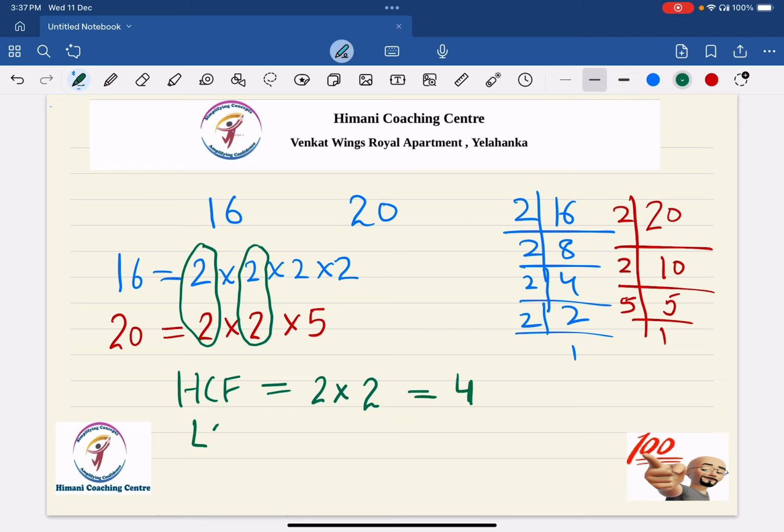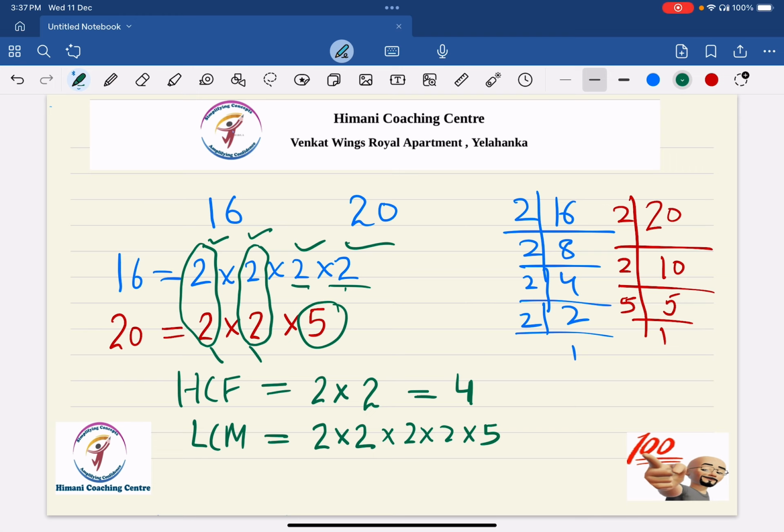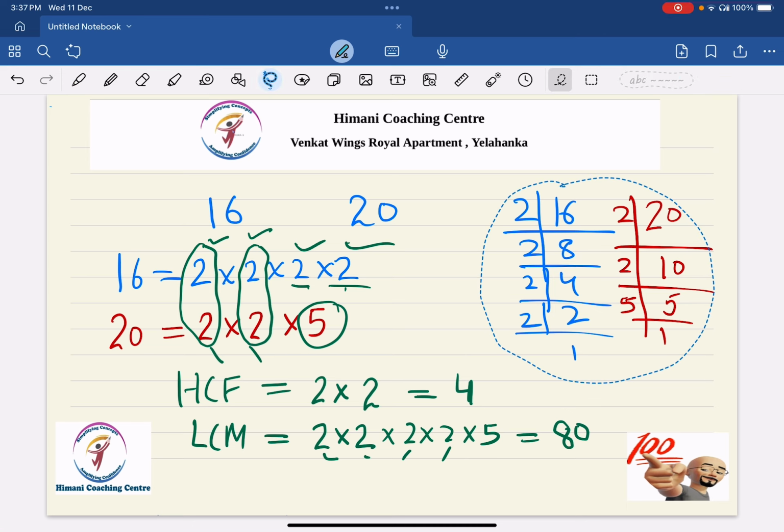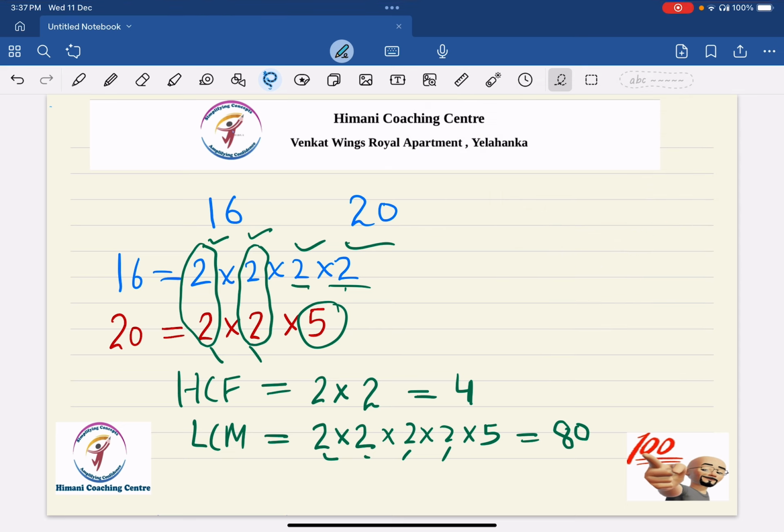Okay. Now when we find LCM, see, the first steps are the same. First write down the common numbers, which is 2 cross 2. Then write all the balance numbers. There are two twos here, so you multiply by 2 for this one, and then this 5, so multiply with 5. So what will happen? 2 twos are 4, twos are 8, twos are 16, fives are 80. So what we have got is that the LCM of the numbers is 80 and the HCF is 4.